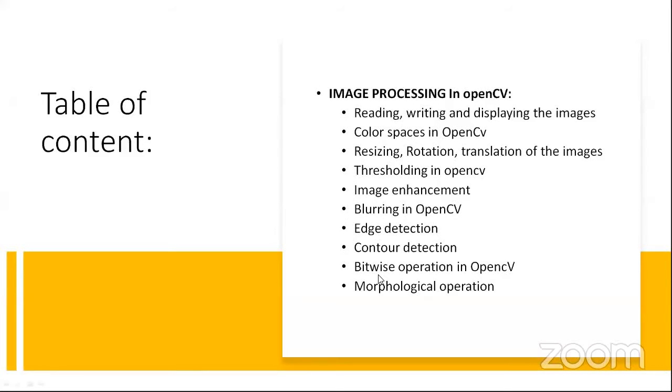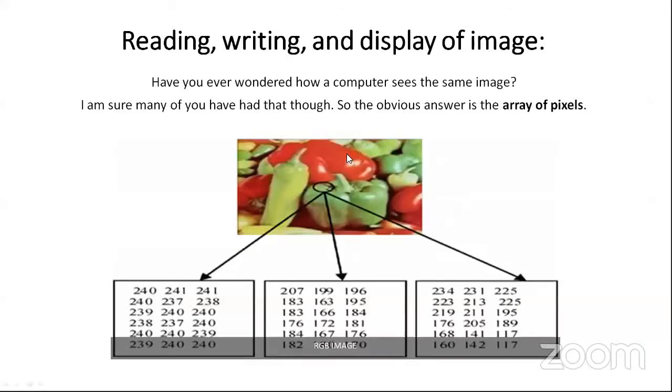The first is face detection. The second is road lane detection, which we use in self-driving cars. So, moving forward.